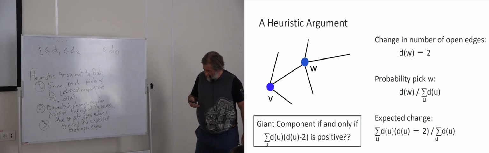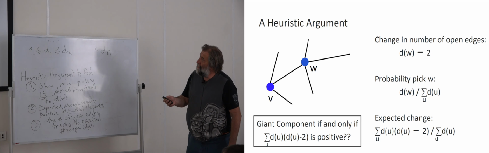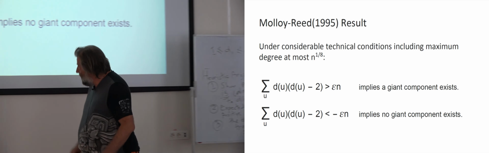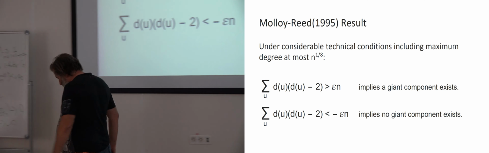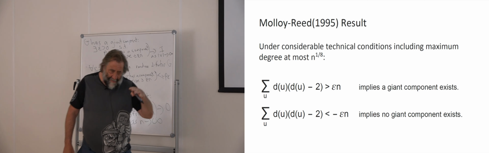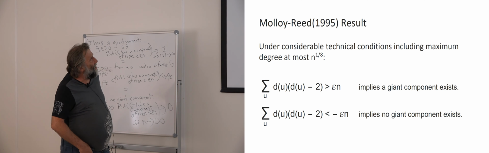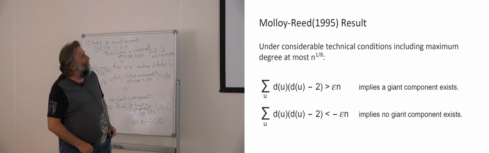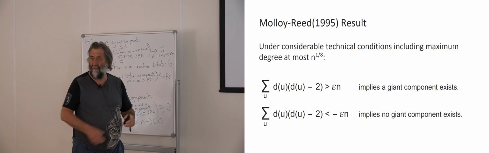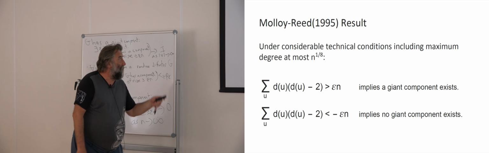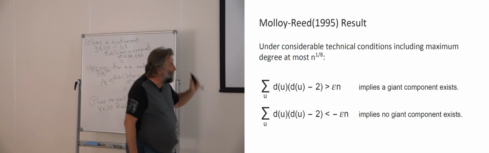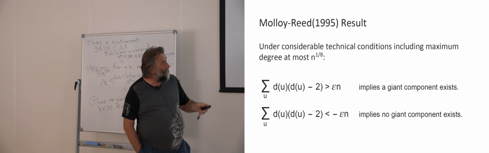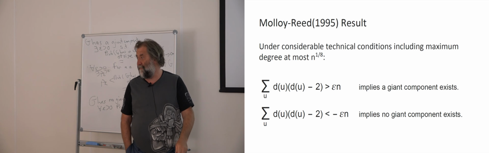Okay? And so that's what Mike Molloy and I did back in 1995. And we were interested in specific applications, so we had quite a few conditions that we didn't worry about. One of them being a bound on the maximum degree of at most n to the 1/8. We showed that as long as this sum was greater than epsilon n, there is a giant component. And if the sum is less than negative epsilon n, then there is no giant component.